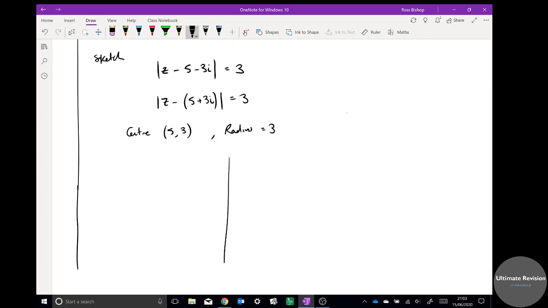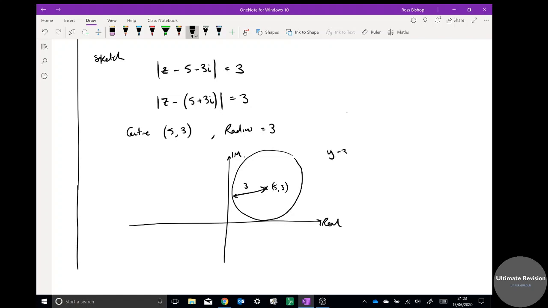So if we're looking on an Argand diagram, real, imaginary, 5, 3 is going to be there, and this circle will be like that with a radius of 3. Okay, and you can probably get the Cartesian there. It's going to be y minus 3 squared plus x minus 5 squared equals 3 squared if we wanted to write it in the Cartesian form. Okay, so that's the circle. That's a bit of a recap on the circle.